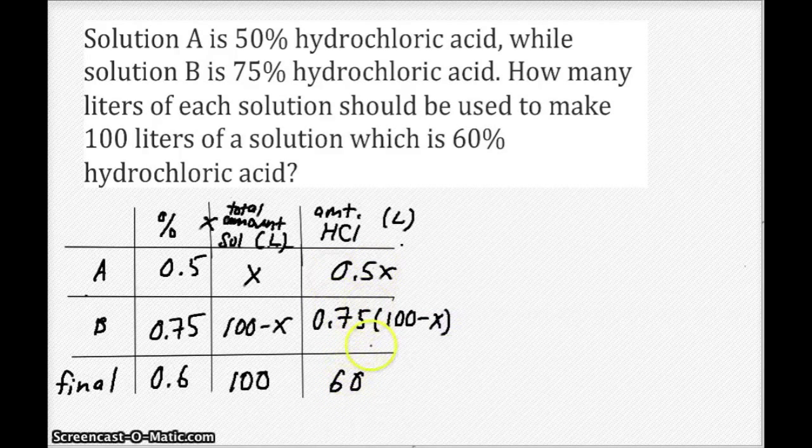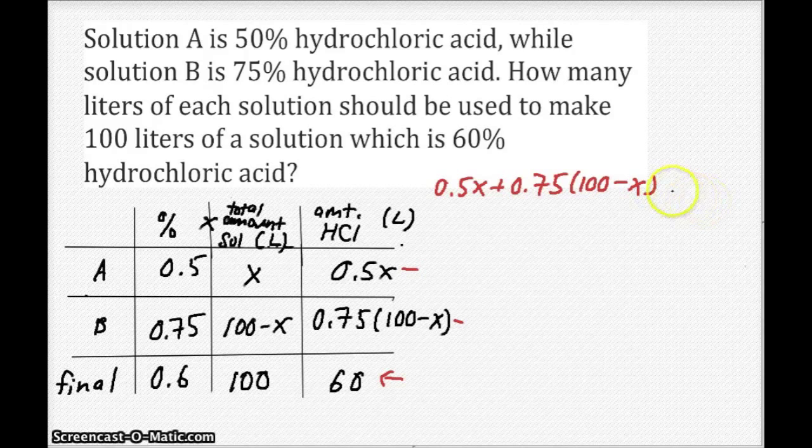Here you can also write y or make it another variable, but I'm just going to stick to one variable. So the amount of hydrochloric acid, if we mix this amount with this amount, then we must get the total amount, which is 60. So I'm going to write an equation for that here: 0.5x plus 0.75 times 100 minus x equals 60.